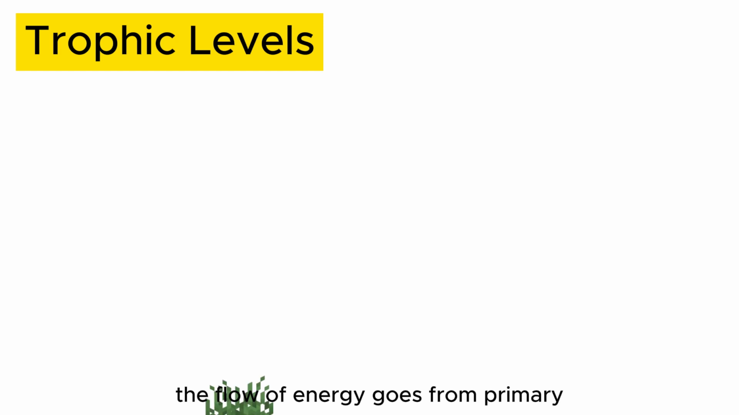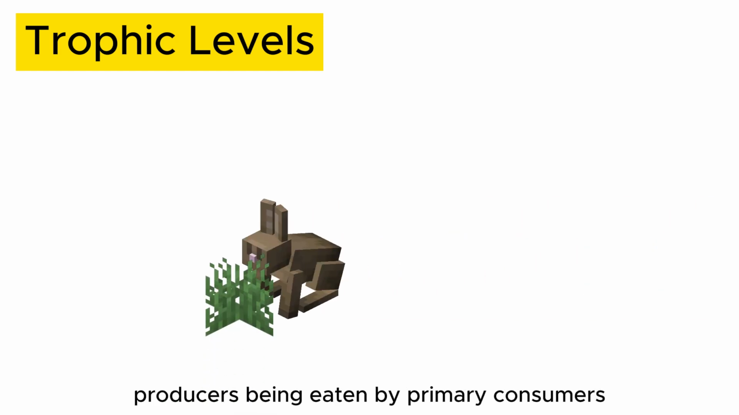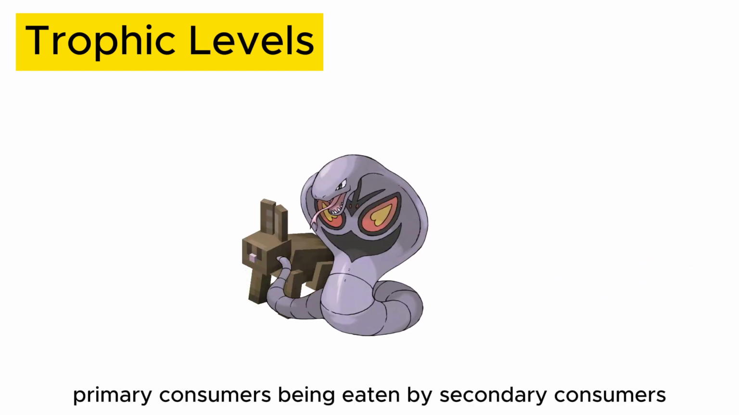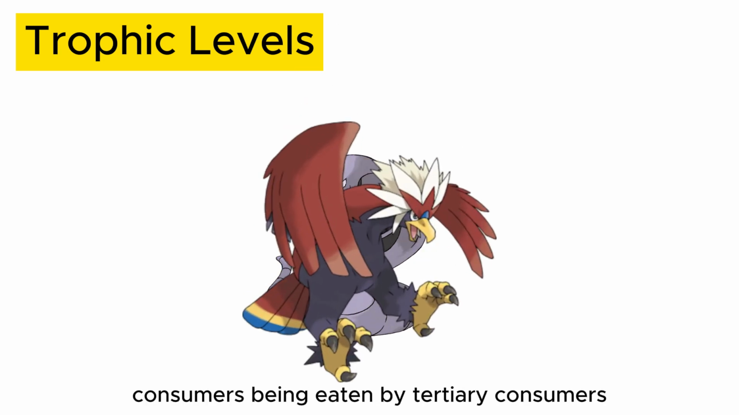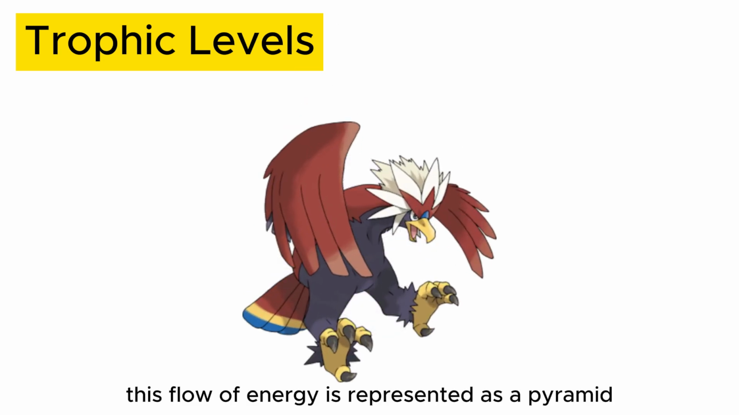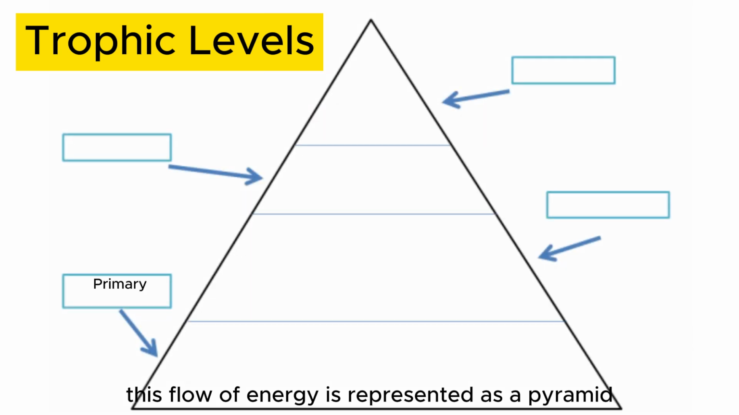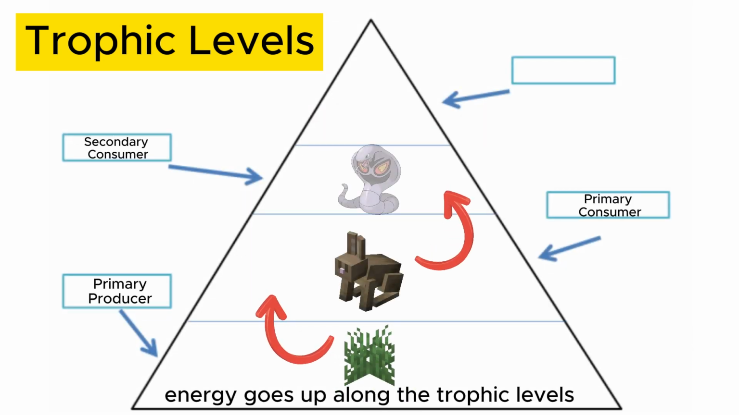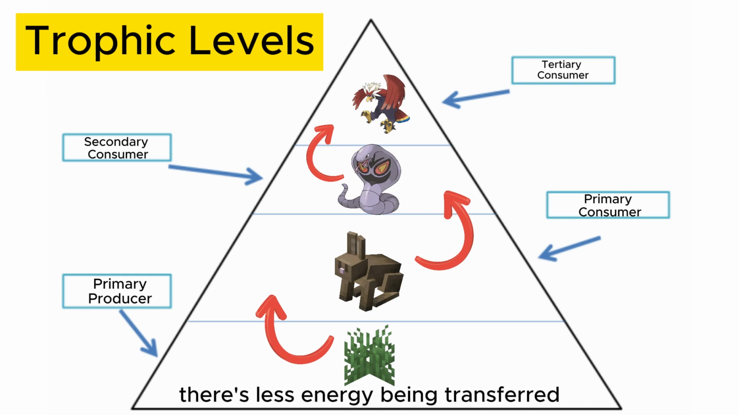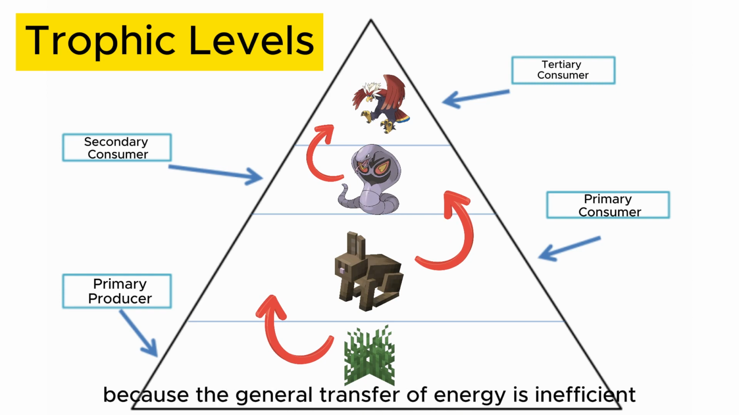The flow of energy goes from primary producers being eaten by primary consumers, being eaten by secondary consumers, and secondary consumers being eaten by tertiary consumers. This flow of energy is represented as a pyramid because as the flow of energy goes up along the trophic levels, there is less energy being transferred. There's less energy transferred the further up the pyramid because the general transfer of energy is inefficient.